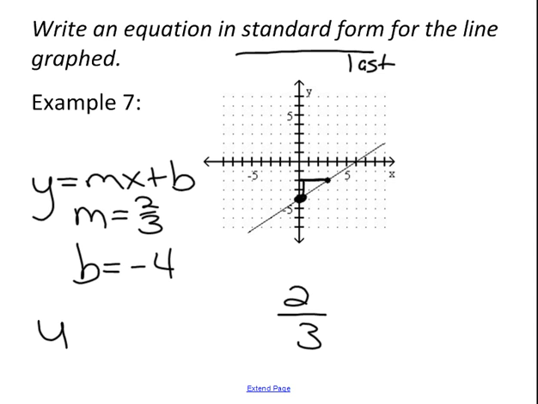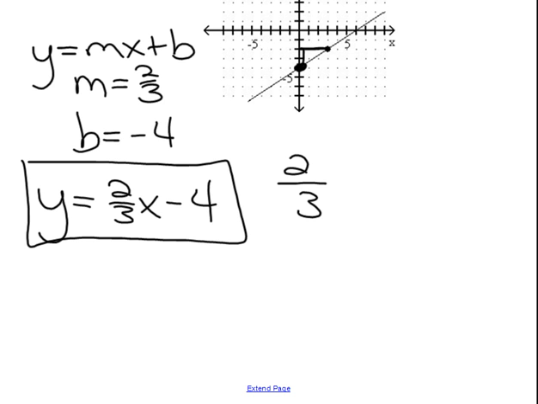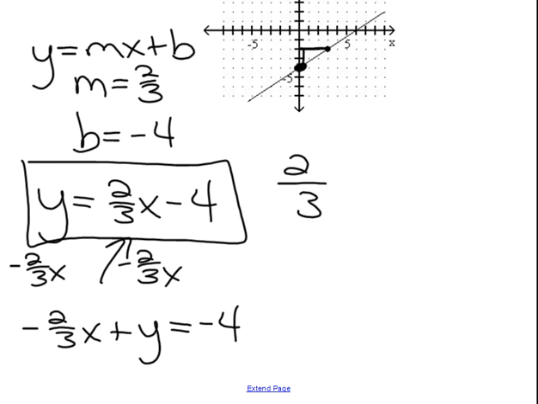At this point, we can write our equation, y equals 2/3 x minus 4. Now, it says write an equation in standard form. You know that this is not standard form, so we have to actually take this equation and put it in standard form. Well, with standard form, the x's and the y's are on the same side, so I need to take this 2/3 x and put it on the same side as the y by subtracting it. So I have negative 2/3 x plus y is equal to negative 4.